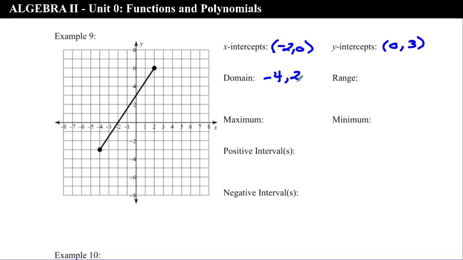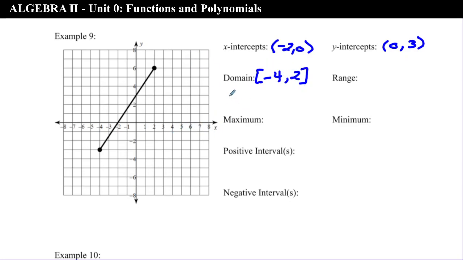Okay? Now our last question for our domain is, do we include or not include our endpoints? Well, we have a solid dot on the left-hand side, so that means the -4 will be included, so we're going to use a bracket. On the right-hand side, we have a solid dot, so the 2 would also be included. And that would be our domain. This is in interval notation.